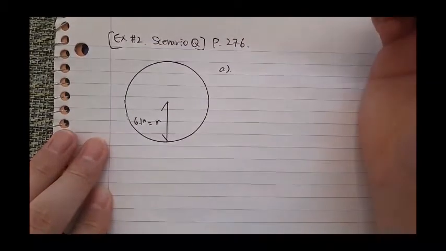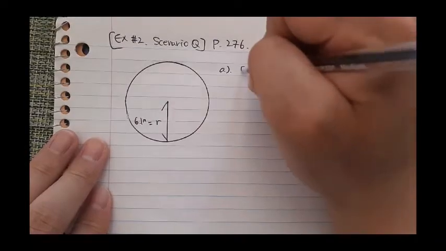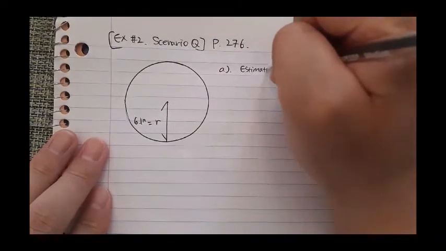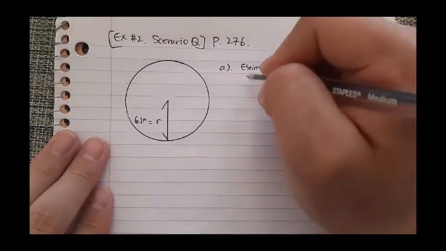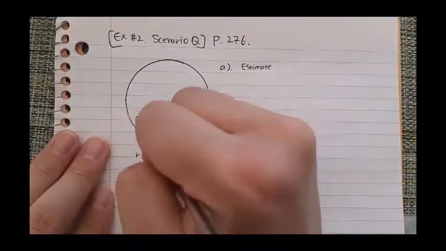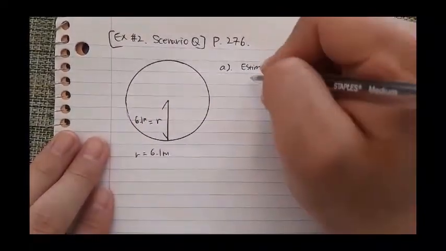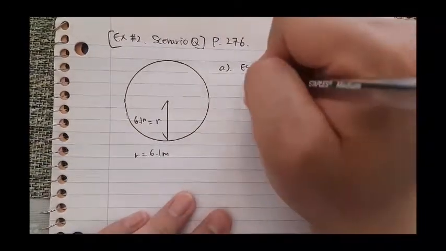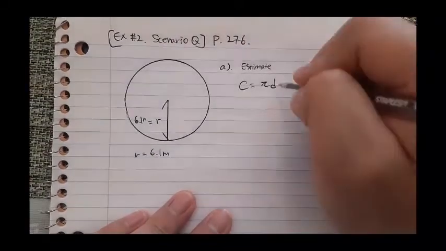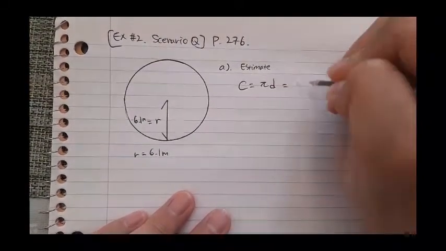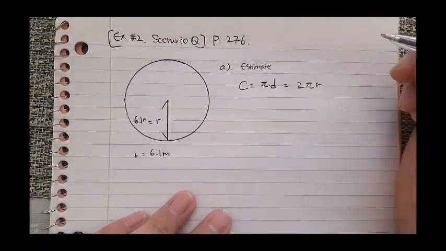Question A, I guess. Estimate the circumference of the carousel. Although I don't ask you about estimating, I'm going to teach you how to estimate. So first step is exactly the same. Radius is equal to 6.1 meter. We know that. Now, estimating is like doing it without a calculator. Step 2, if you guys remember, circumference is equal to pi d, right? But you know that diameter is 2 times r, so you can put 2 pi r. This is what we did before.